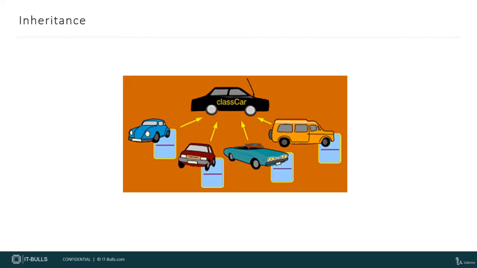Inheritance allows you to create a new class based on another one. The new class can extend the existing one and share properties and behavior. The new class is called a child class and the basic class is called a parent class. Inheritance allows you to reuse code and to create new classes without reinventing the wheel.